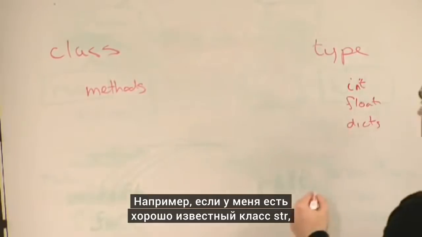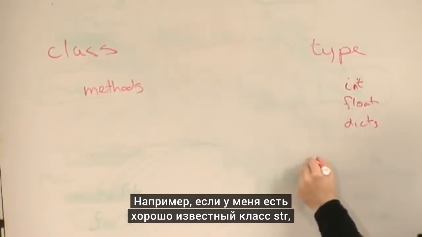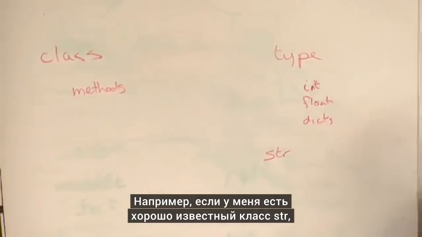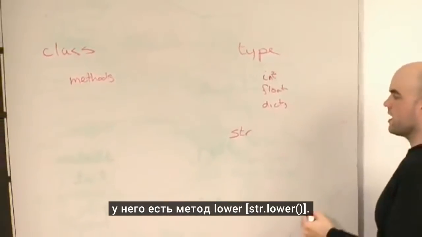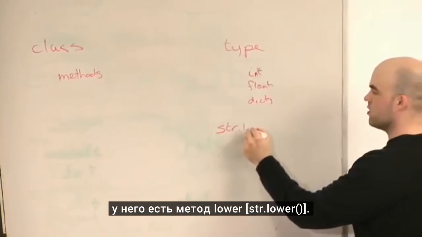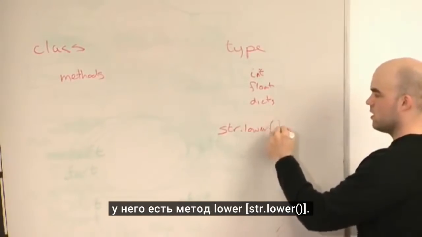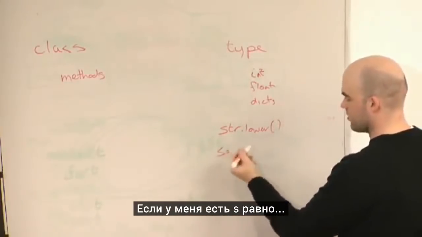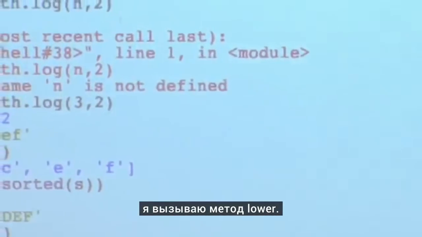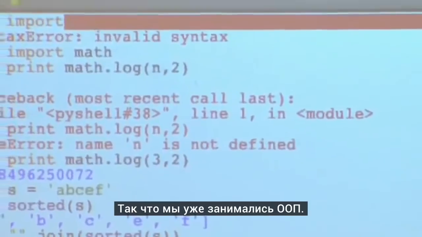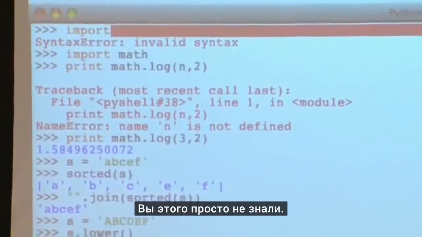So, for example, if I have the str class, which everyone's seen, then it has, say, a method .lower. So if I have s equal, well, let me write it up here on the code. If I say something like s equal a, b, c, d, e, f, I can call the method lower. So we've actually already been doing object-oriented programming. You just didn't know it.